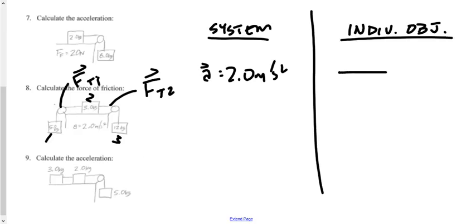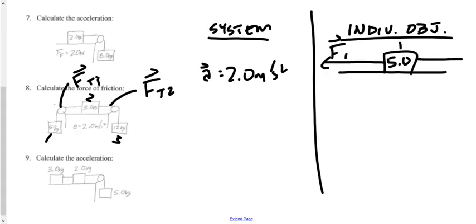Analyzing individual object number 1. We're going to pretend that it's straightened out here, like this, right? We take the object number 1 and pull it out like this. That means there's a force of gravity acting on that to the left. I'll call that F1, force of gravity acting on that one. And then we have a force of tension acting to the right, Ft1. That's it, right? That's all that's acting here.